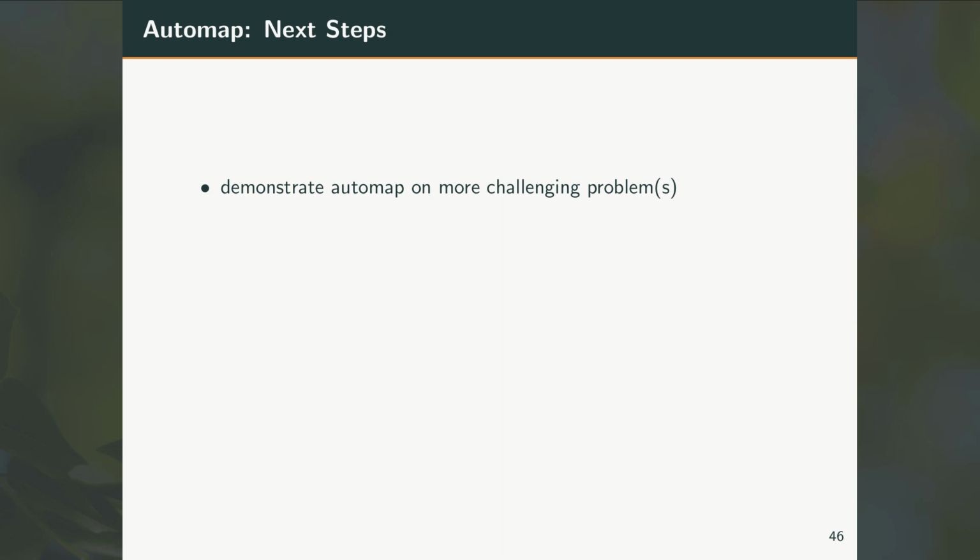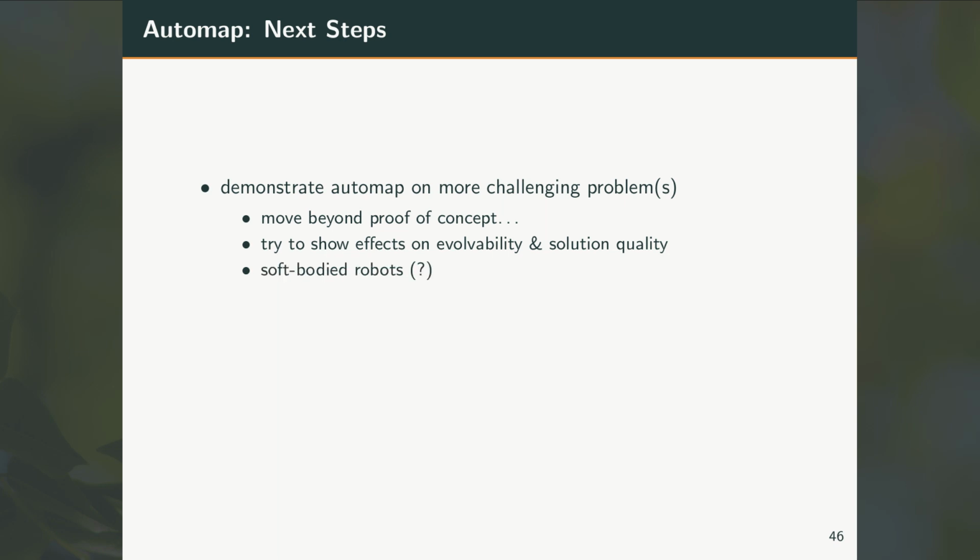With respect to the next steps that we want to take this research, we of course want to demonstrate our method on more challenging problems, moving beyond proof of concept. And we want to show, in addition to showing effects on evolvability, like we did here, that we can find better quality solutions using these autoencoder genotype-phenotype map methods than you could otherwise.